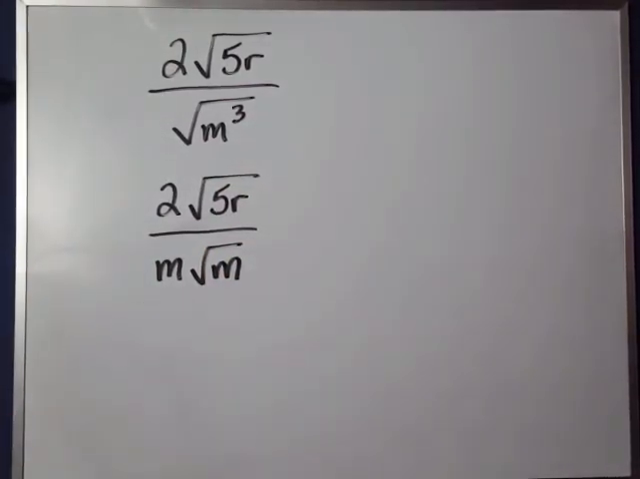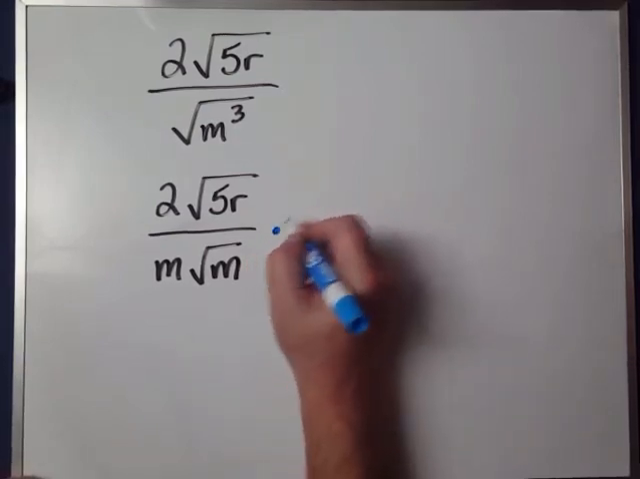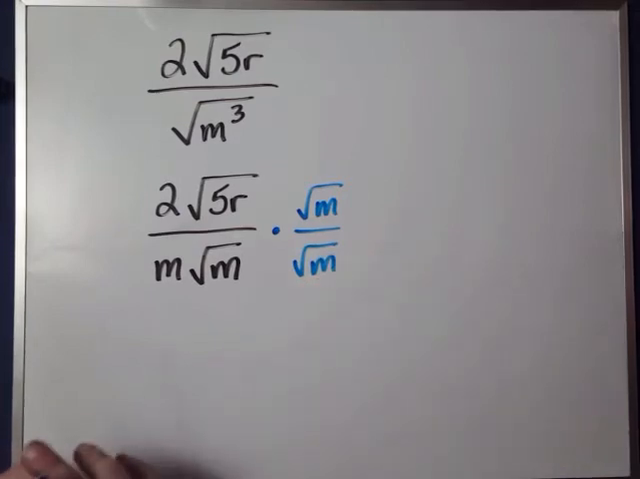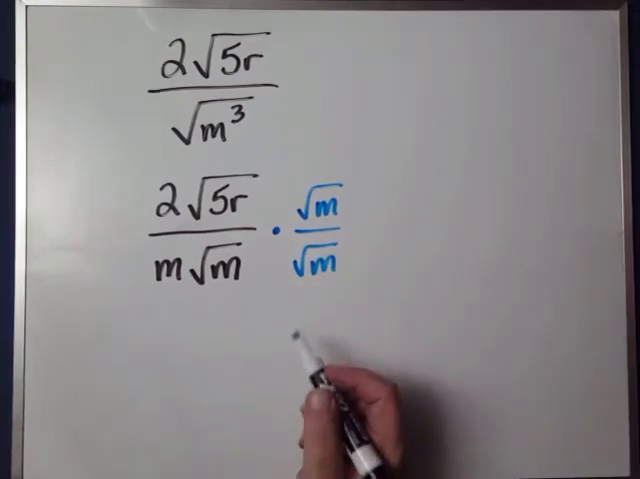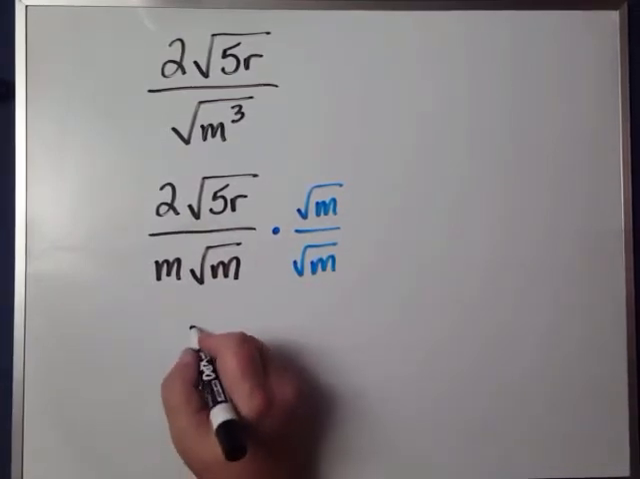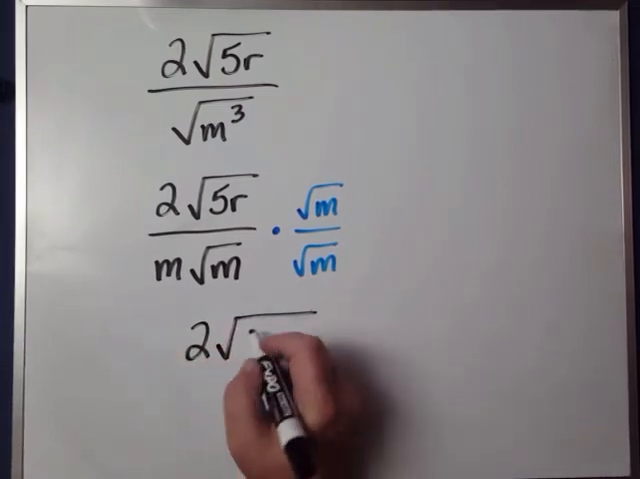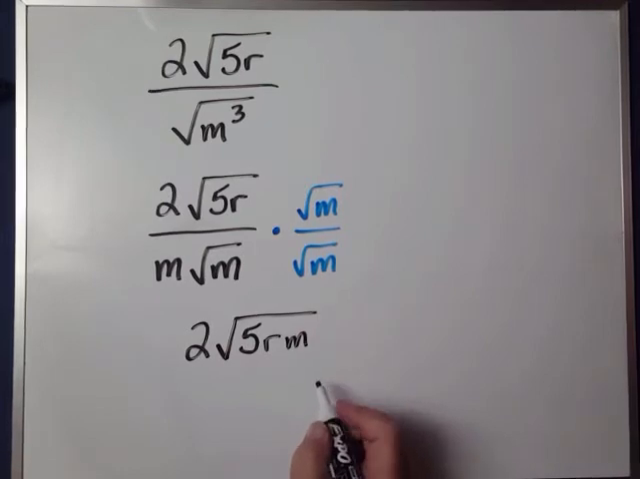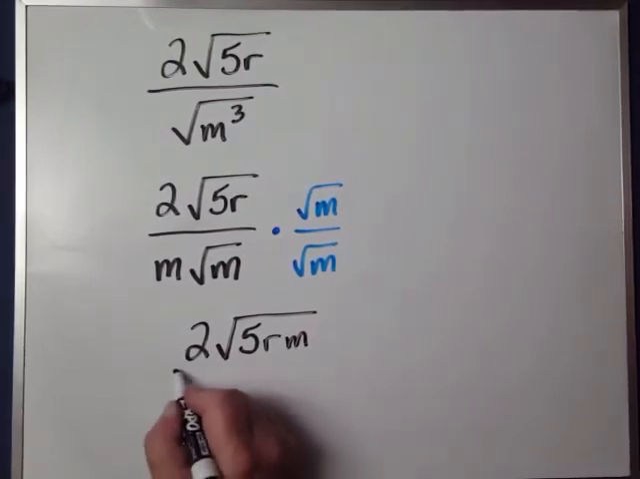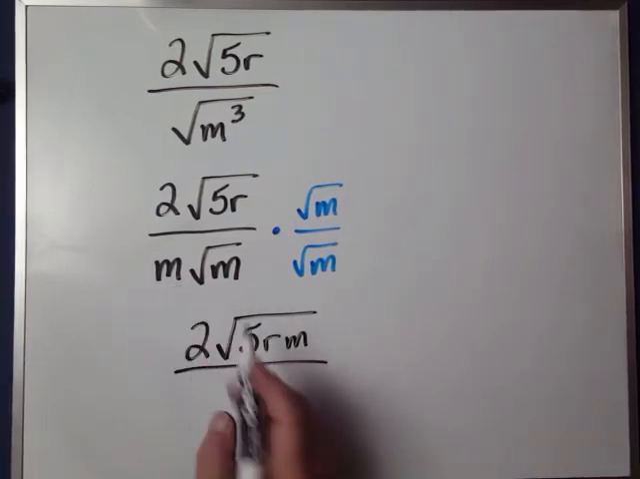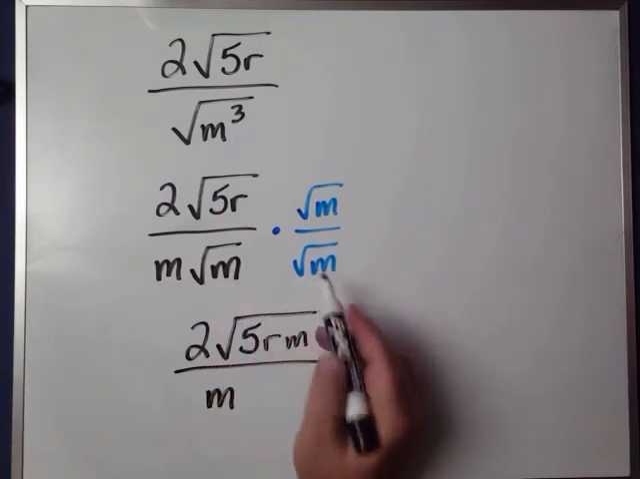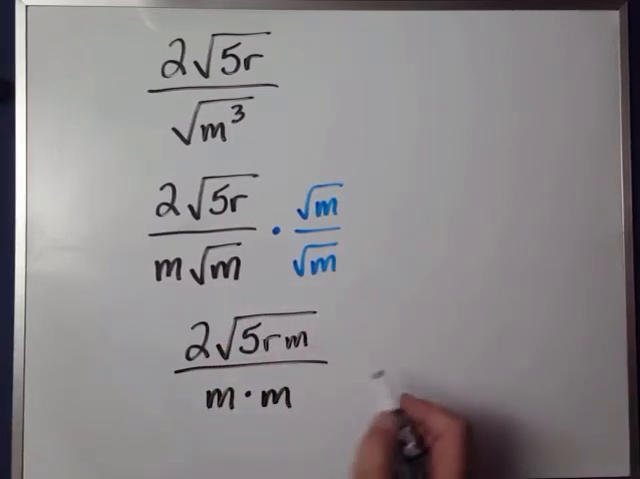Now we'll rationalize the denominator, multiplying the top and bottom by the square root of m. Multiplying in the top, we've got our 2 on the outside. Our insides will give us 5rm, or if you prefer, 5mr would be just fine. Over, we've got this m from the outside. Square root of m times itself is another m.